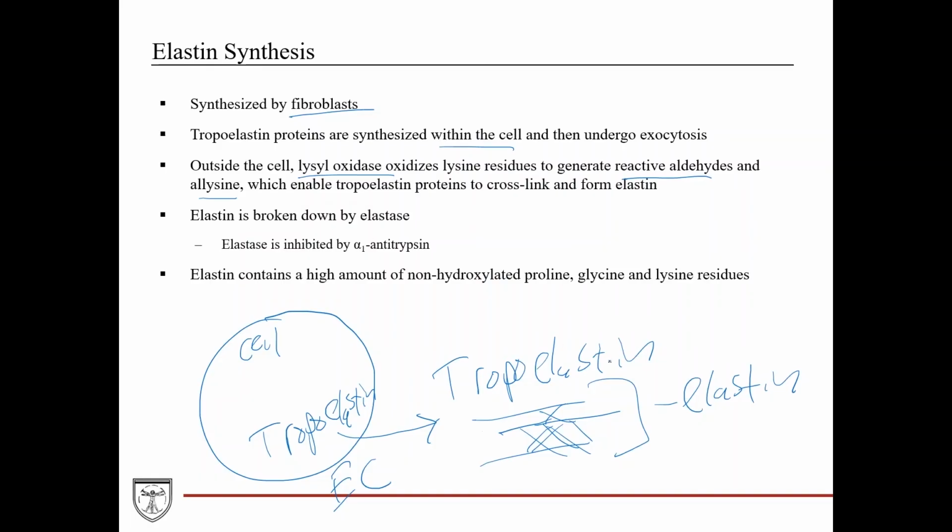Elastin is broken down by the enzyme known as elastase, and then alpha-1 antitrypsin inhibits it, and this can be important in a disease we'll talk about in the clinical pearls section. Elastin contains a high amount of non-hydroxylated proline, glycine, and lysine residues.